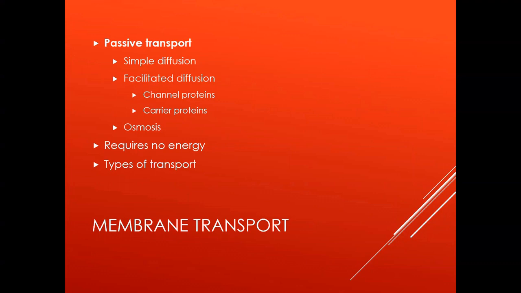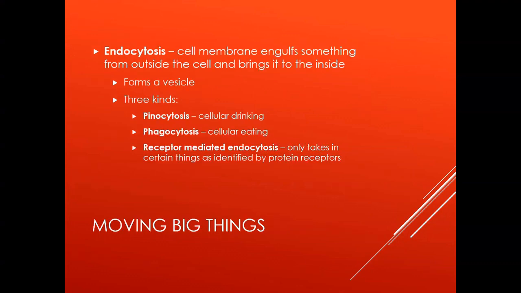These require no energy, but they're types of transport. We also have endocytosis, where the cell membrane engulfs something from the outside and brings it to the inside. This is through forming a vesicle. There are three kinds. You have pinocytosis, which is cellular drinking, phagocytosis, which is cellular eating, and receptor-mediated endocytosis, which only takes in certain things that are identified by protein receptors.